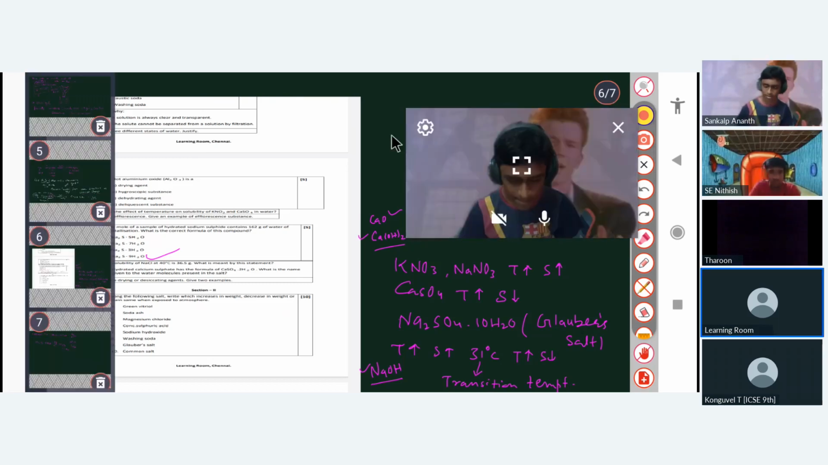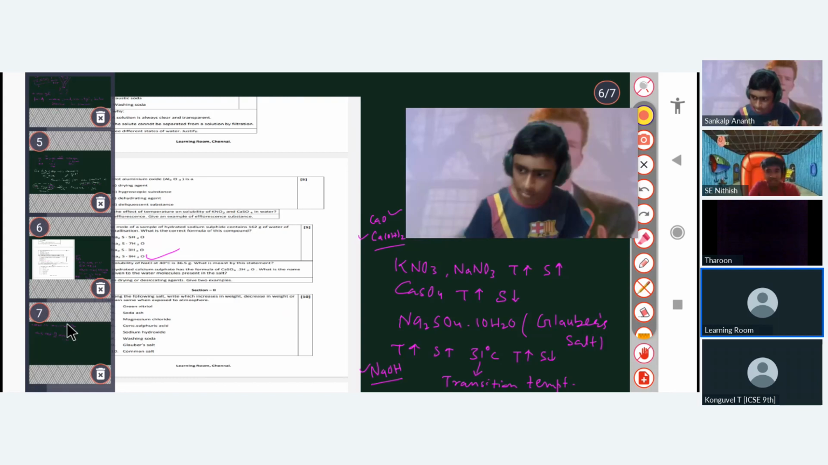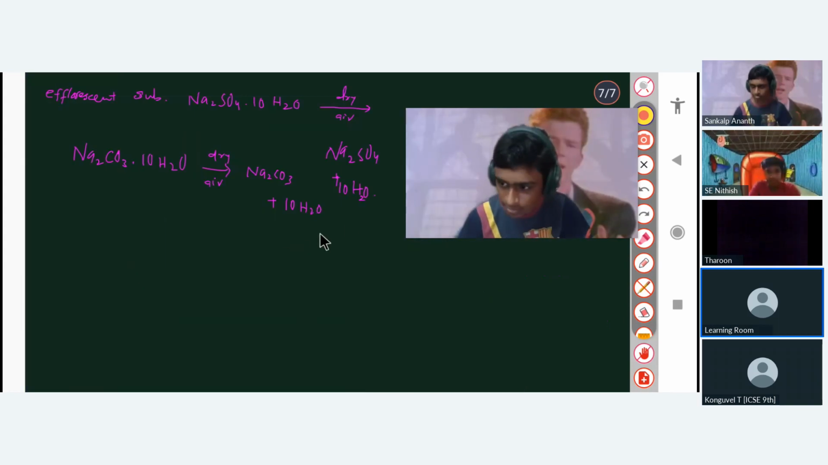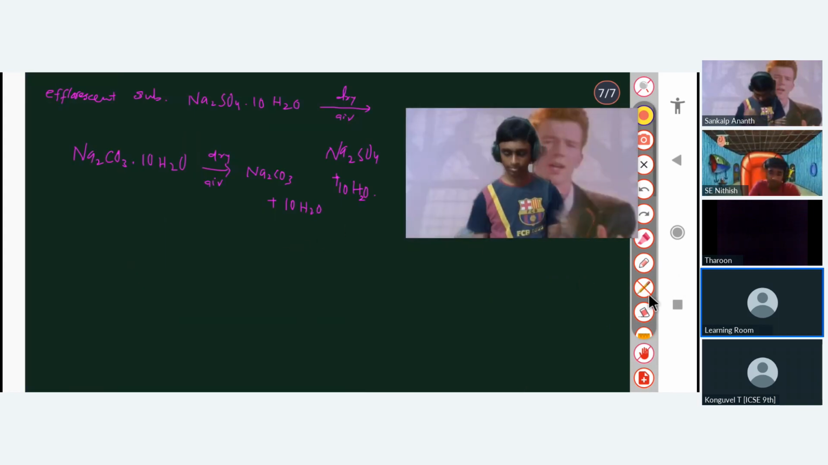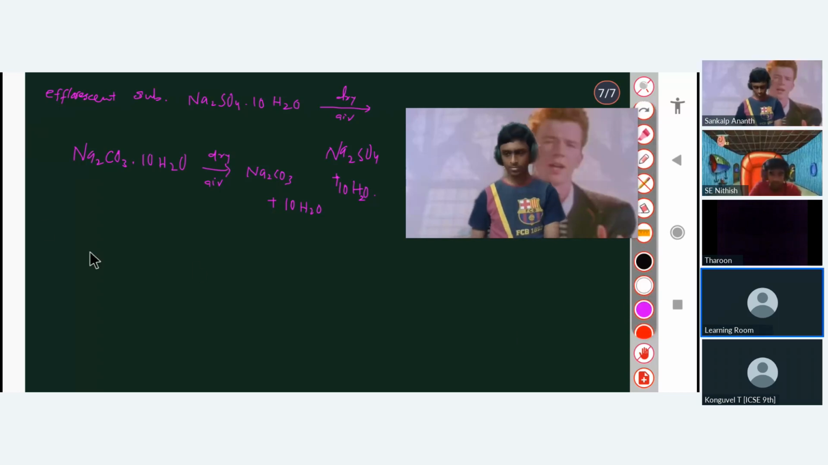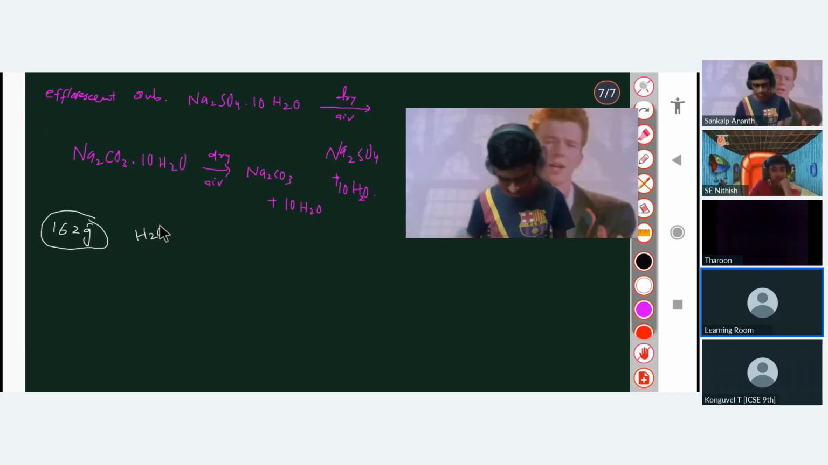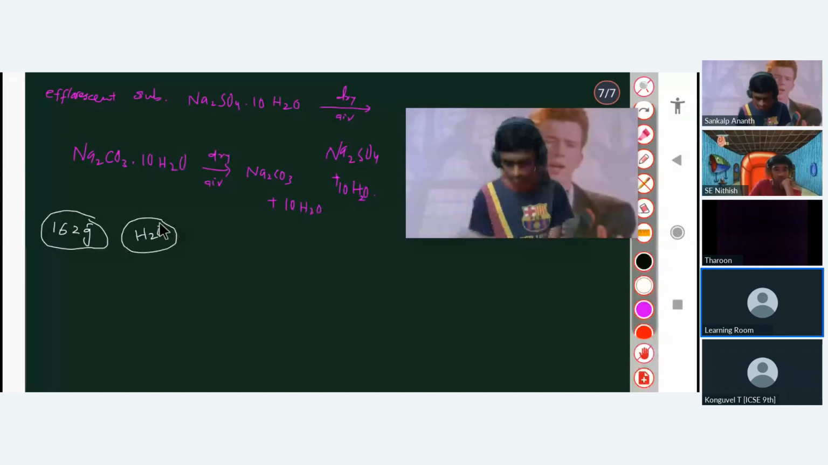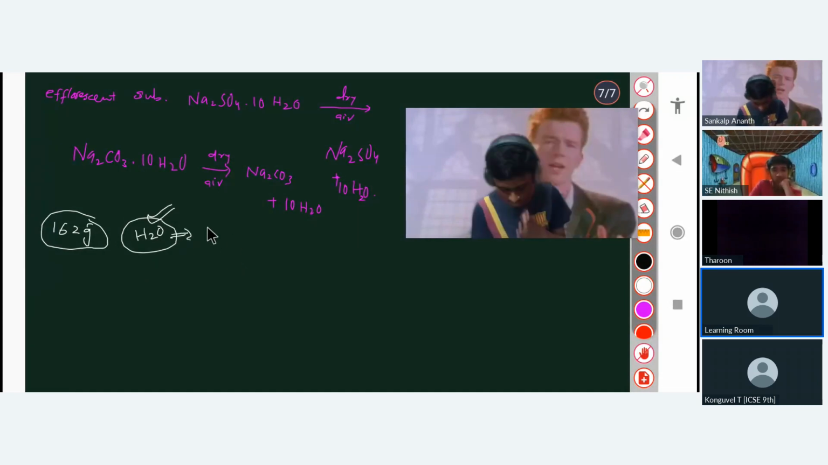Exactly. Okay, I will tell you how to solve it in detail. What is the mass given here? 162 grams, sir. Exactly, 162 grams. So this is the mass of water of crystallization, which simply means water molecules. Now you have to check whether there will be 2, 3, 4, 5, or 9 water molecules. You know that the molar mass of water is 18 grams.